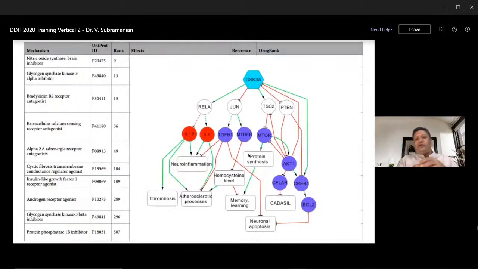So we used SIGNOR for verifying whether the target we have selected is useful or not. So for example, GSK3A, you see different downstream pathways, they show that it can be useful if it is inhibited: thrombosis, neuroinflammation, atherosclerotic process, homocysteine level, memory learning, cell neuronal apoptosis, all of which are required to be inhibited.